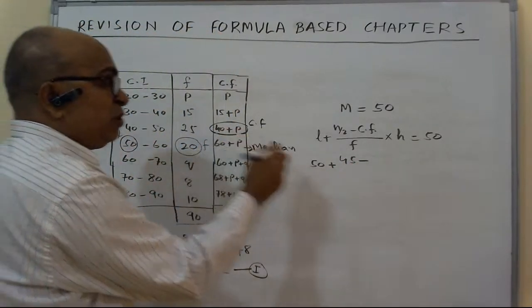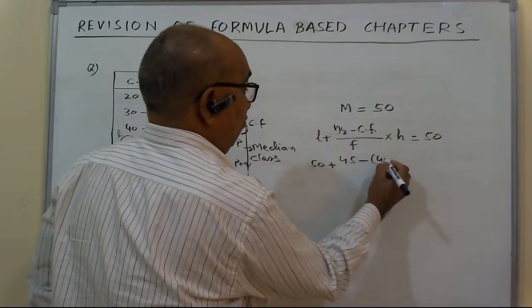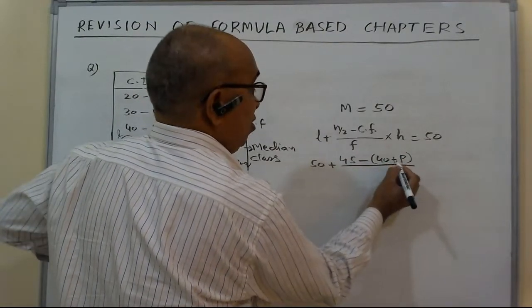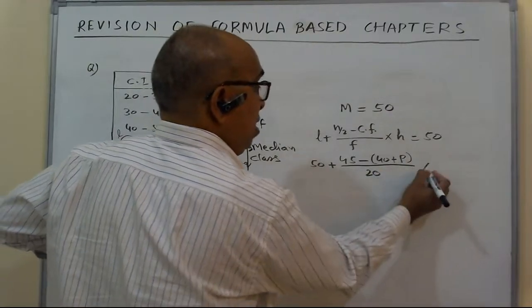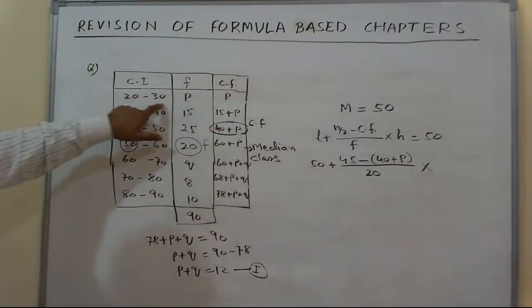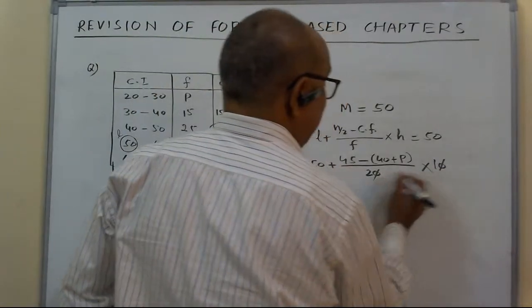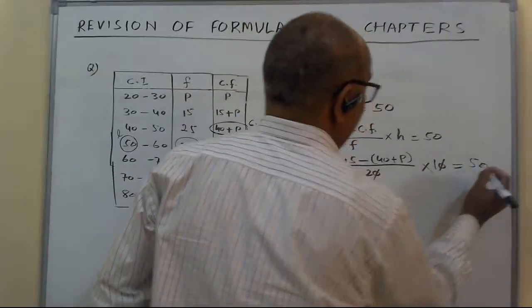Now write the formula: L plus (N by 2 minus CF) by F into H equals 50. Now substitute the values. L is 50, N by 2, 90 by 2 is 45, minus CF. There are two terms, so write in bracket 40 plus P, and F is 20. Class size is 10. Zeros cancel, and it is equal to 50.